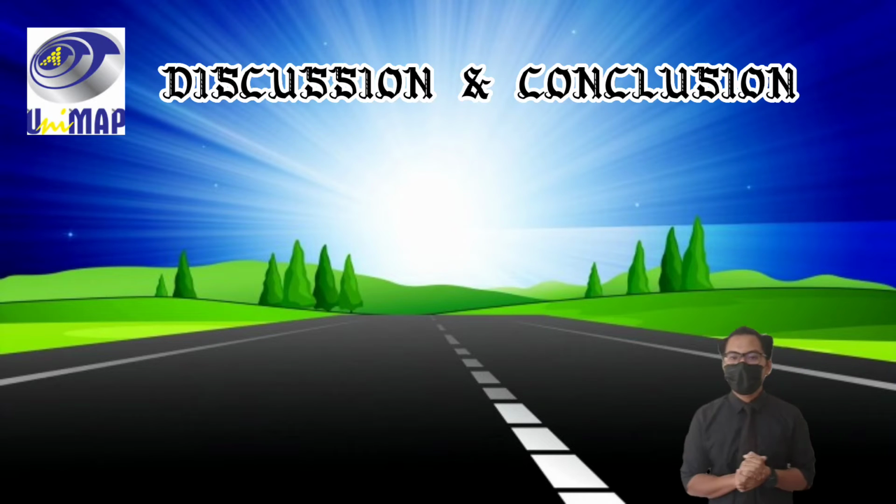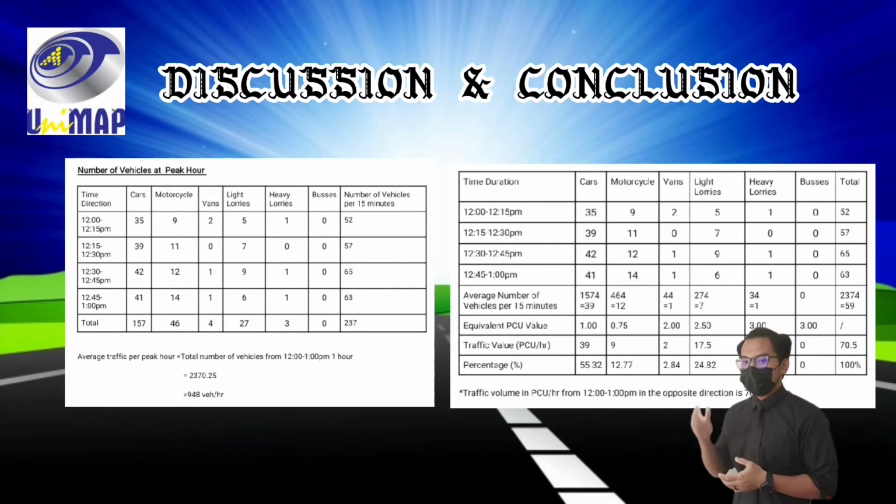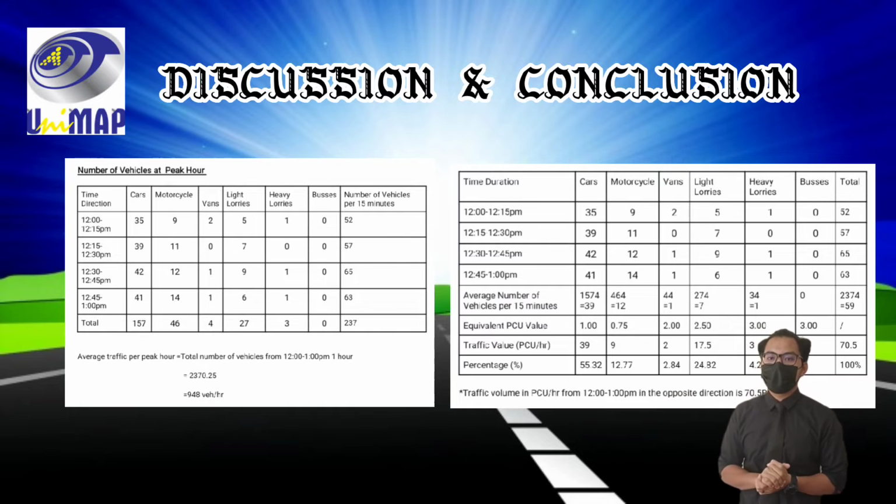For the discussion, we can see that on Day 1 from Jawi to Kangar, the average traffic per peak hour equals the total number of vehicles from 12 to 1 pm, which is 1 hour, equal to 2,371. It means 948 vehicles per hour, and the traffic volume in the opposite direction is 70.5 PCU per hour. That carries a mean of 55% cars.